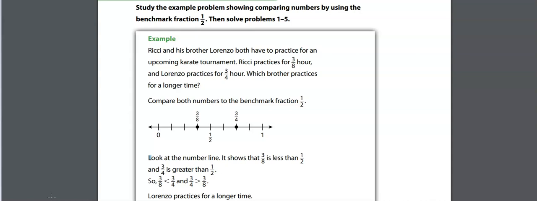We're going to look at the number line, and our number line is broken up into how many equal parts, boys and girls? Where it's broken up into 1, 2, 3, 4, 5, 6, 7, 8. It's broken up into 8 equal parts. And we will be comparing the amount of time that each brother practiced to 1/2, which is right here. Now the number line shows that 3/8 is less than 1/2, and 3/4 is greater than 1/2.